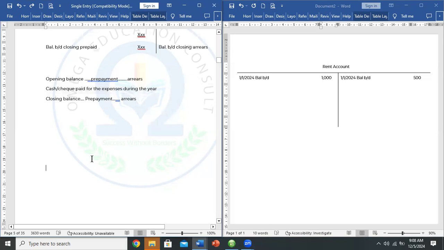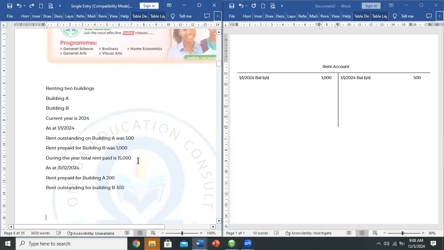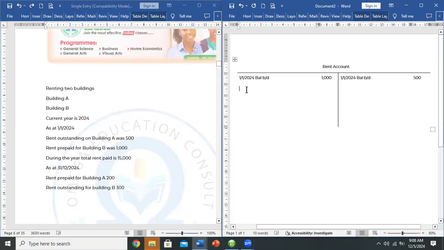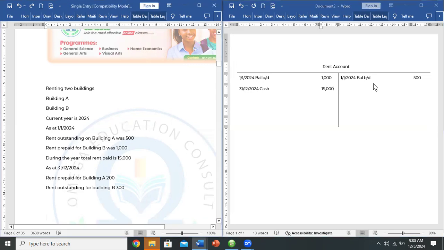We're told that we paid rent of 15,000. So during the year, total rent paid is 15,000. We don't know the date within the year on which this amount was paid, so we can use the 31st December 2024 as cash paid for rent, 15,000. Then what is left is the closing balances, the carry downs. I tell my students, if you have been able to record your brought downs, then your carry down shouldn't be a problem.